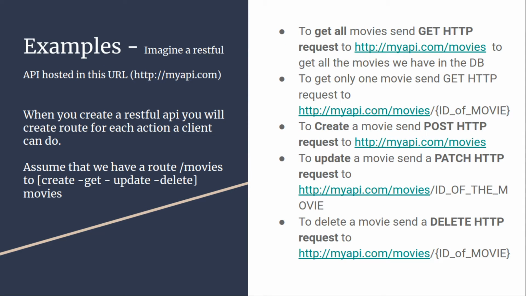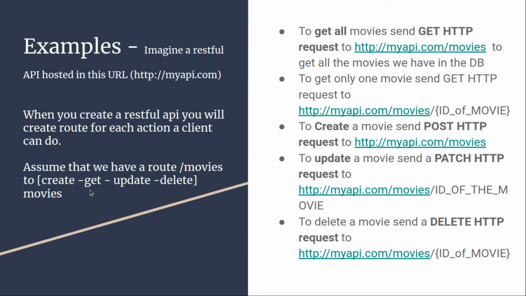Now, these are some examples. So imagine a RESTful API hosted at this URL: HTTP, then myapi.com. When you create a RESTful API, you will create a route for each action a client can do. For example, if we have 3 tables in our database, one called movies, one called posts, one called user, you will create a route like this: myapi.com/movies, and this route accepts 4 actions: create, get, update, and delete.